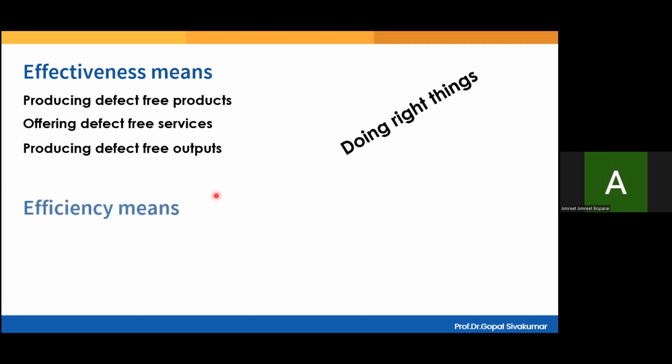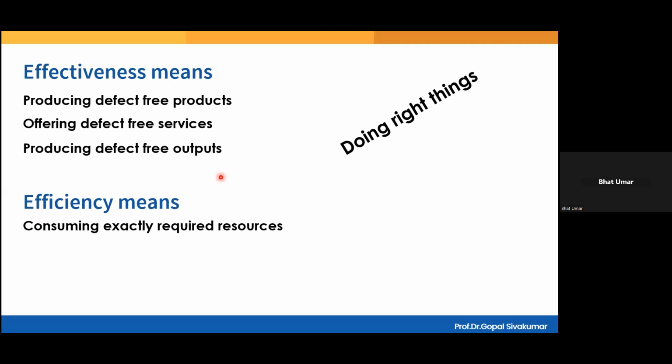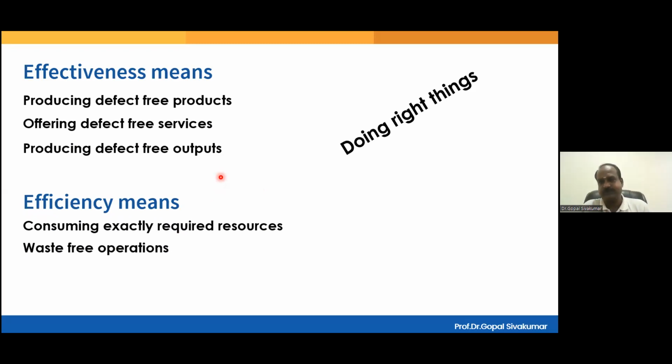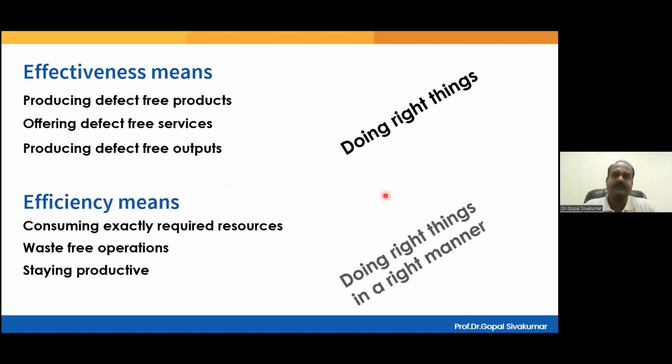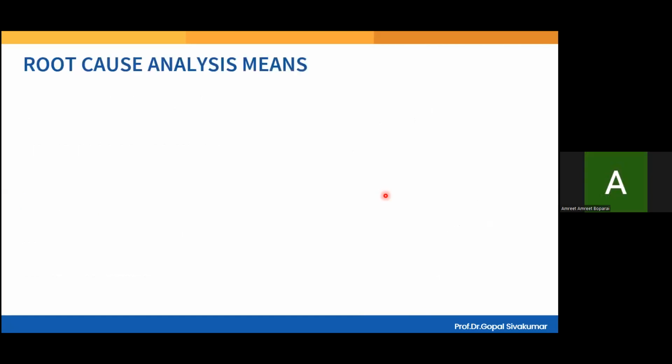So efficiency means, what is your understanding? How much effort is required to produce any products or improve? Less effort, minimal consumption of resources. Resources are consumed only in the required quantity. No over consumption. Reducing rework and waste. Efficiency means waste-free operations. Efficiency means you are always staying productive every single minute. So Six Sigma means doing the right things. Lean means doing the right things in a right manner. This is Six Sigma and this is lean.